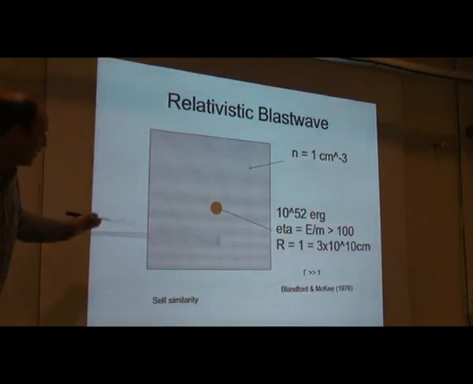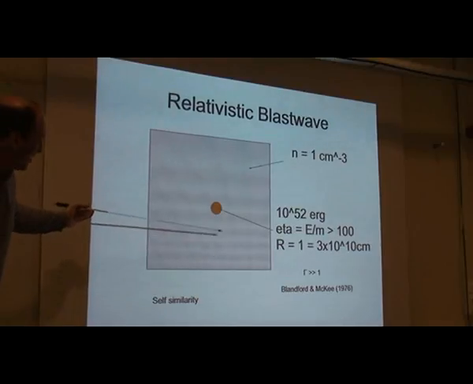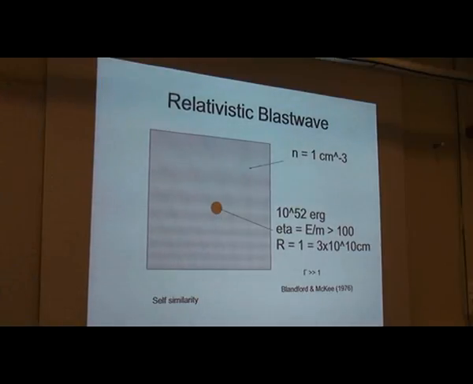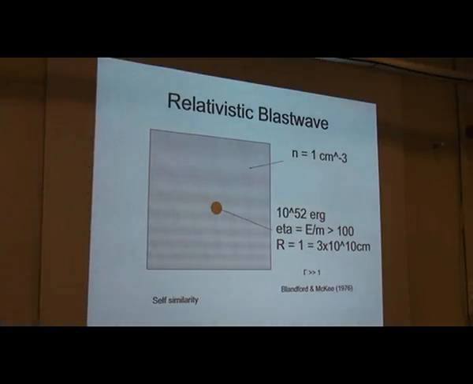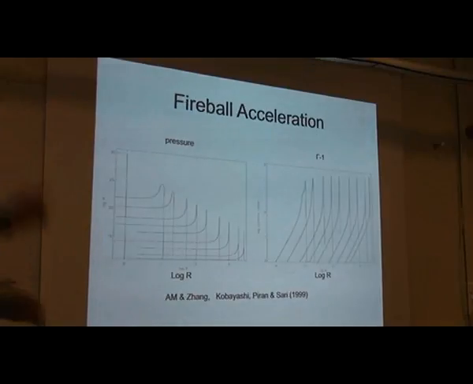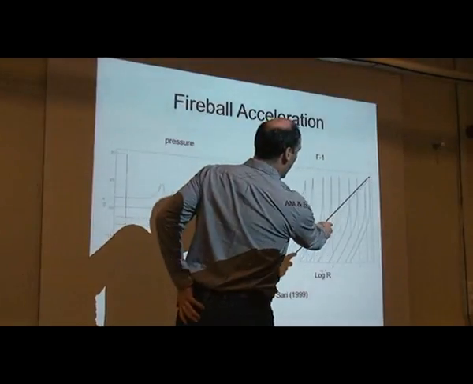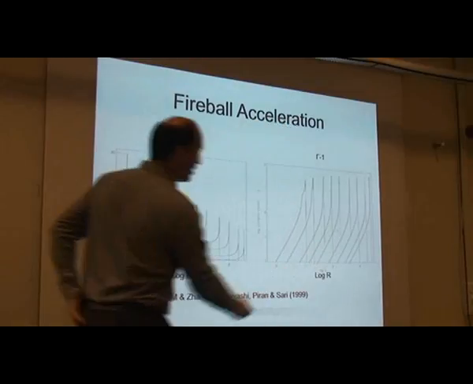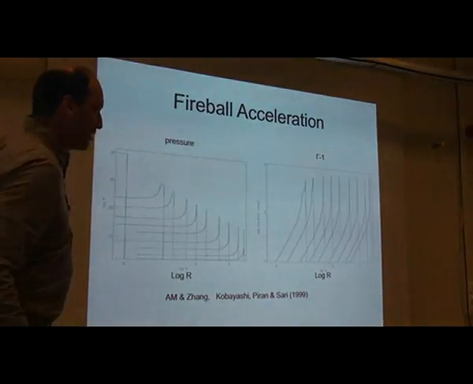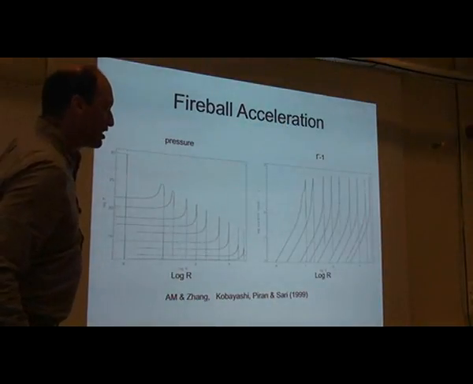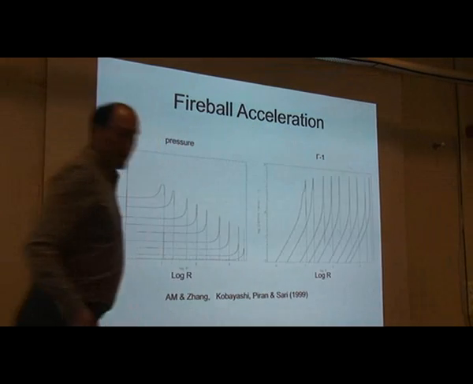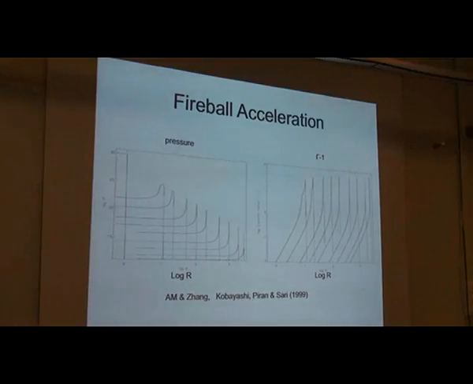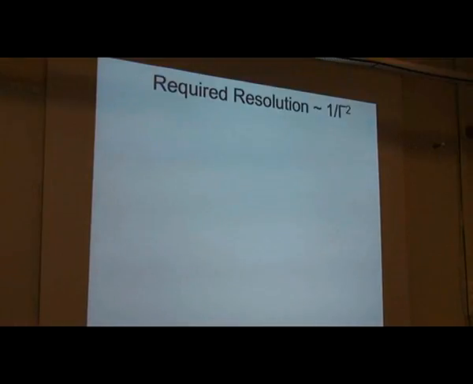I showed this last time as well, but it's supposed to be a constant density medium. And I just wanted to emphasize that indeed the Blandford-McKee solution is a spherical solution. The point of showing this is to show the need for high resolution. The structure you get is that all of the energy in the shocked ISM, or circumburst medium, is concentrated in a very thin shell. That's a numerical problem, and that's why we use this adaptive mesh refinement technique.